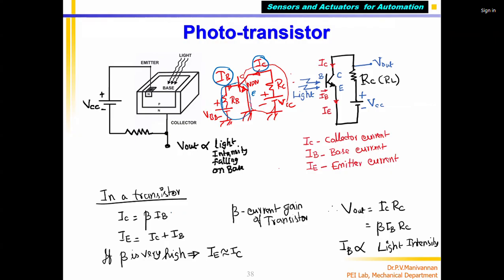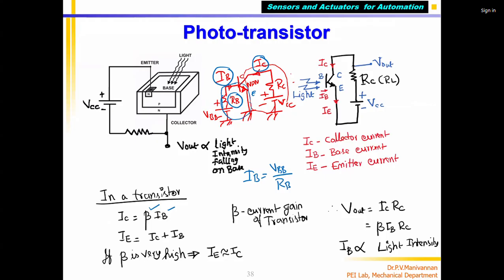Because in the exam, you may be asked: you have a conventional transistor with a beta. IC, the collector current, equals beta times IB. What is IB? Note down, IB equals VBB divided by RB, where RB is this resistance.